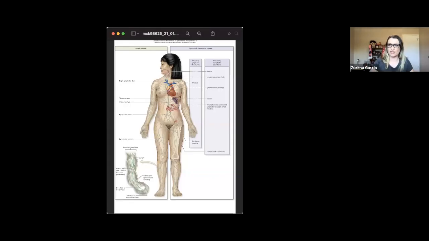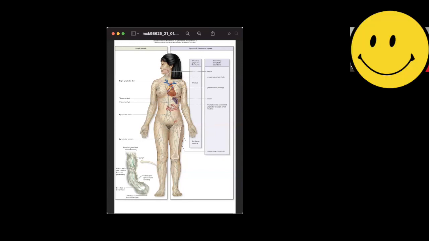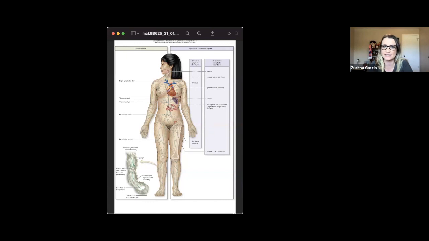All right, so let's go ahead and talk about chapter 21. 21 is relatively a short chapter. We're going to be talking about the lymphatic system, and we're basically going to introduce lymphatic structures and the function of what they do. And that's a nice little intro to chapter 22, which will be immune system.